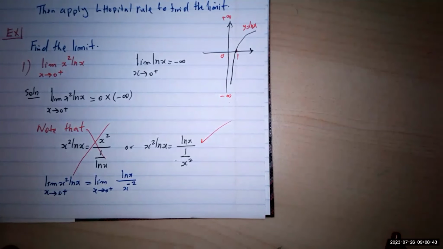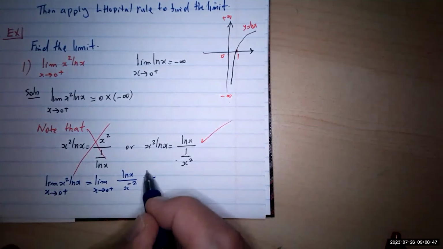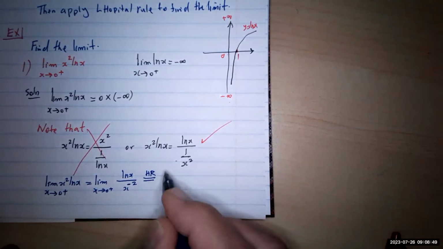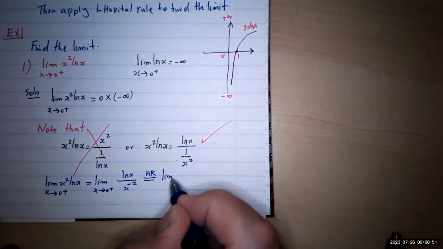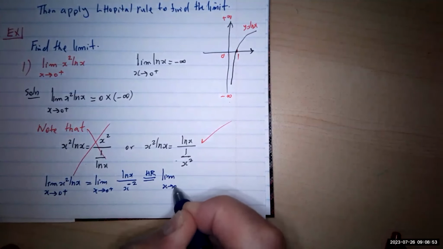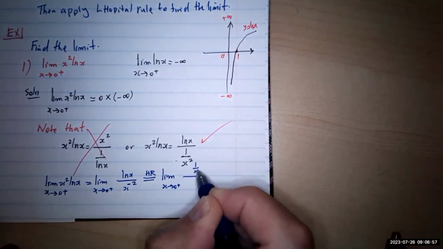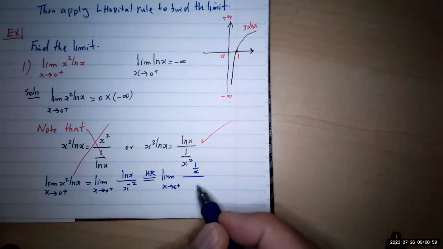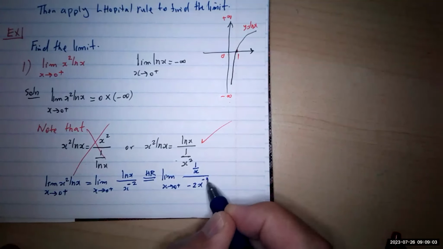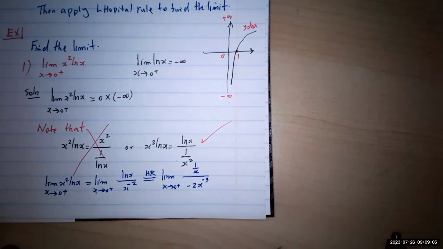Now apply the L'Hospital rule. Derivative of the top. So the limit of x goes to 0 positive. Derivative of the top, derivative of ln x is 1 over x. Derivative of x to the negative 2 is negative 2 x to the negative 3. That's it. Simplify it.